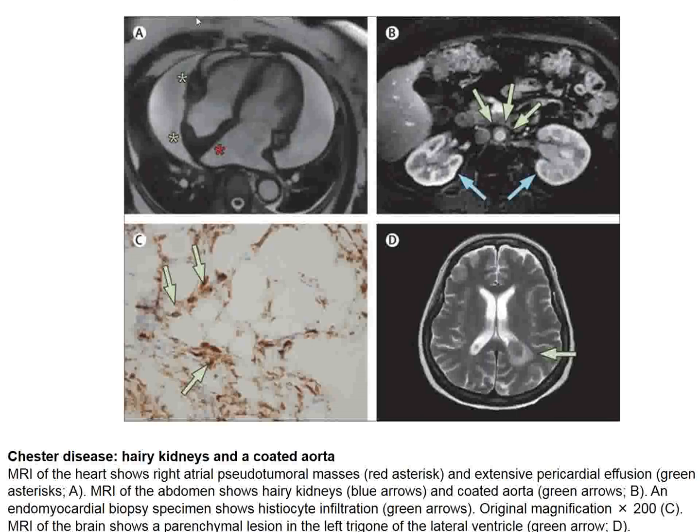Here are the pictures. Big pericardial effusion, we can see that. Involvement of the kidneys, biopsy shows these histiocytes, positive stains for that. She even has a CNS lesion.